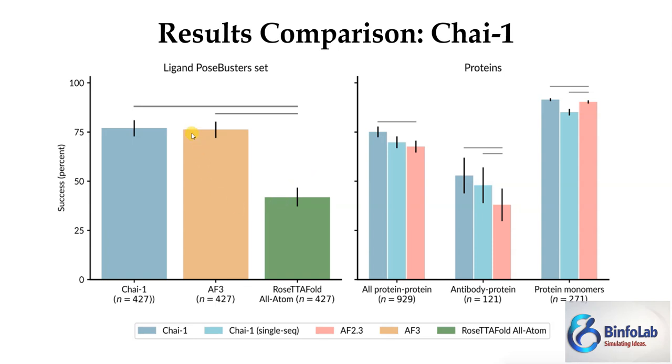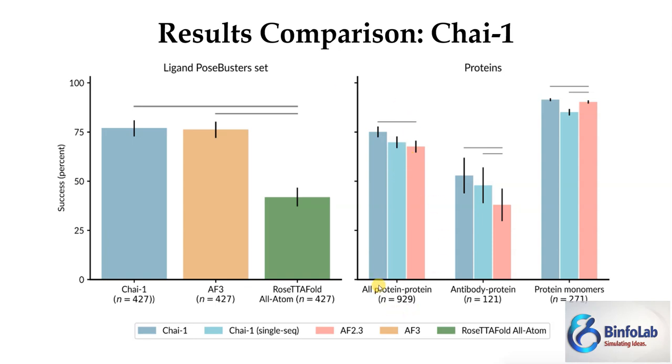This slide is from their paper or from their website. The left side is the ligand PoseBusters set for AlphaFold 3, and this is Chai-1 and RoseTTAFold. RoseTTAFold is far behind, but Chai-1 is slightly better. If you can see, it's slightly better than AlphaFold 3 in ligand pose predictions, or predicting the best poses for protein and ligand modeling.